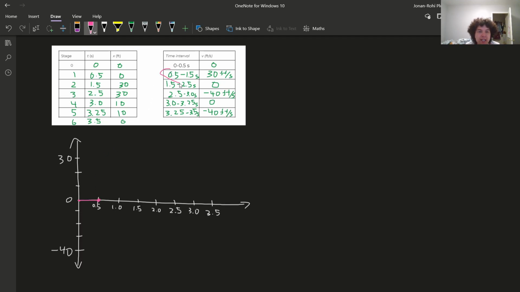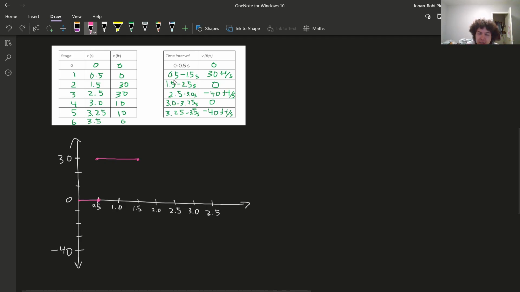Then for the next interval, which is 0.5 to 1.5, as I'm labeling in green here, our velocity is 30 feet per second. And it's 30 feet per second, as we're guessing, the entire time. So we will draw a straight line like this, representing that the velocity is 30 at 0.5, at 1.5, and at every point in between, we're guessing that it's still 30 feet per second.